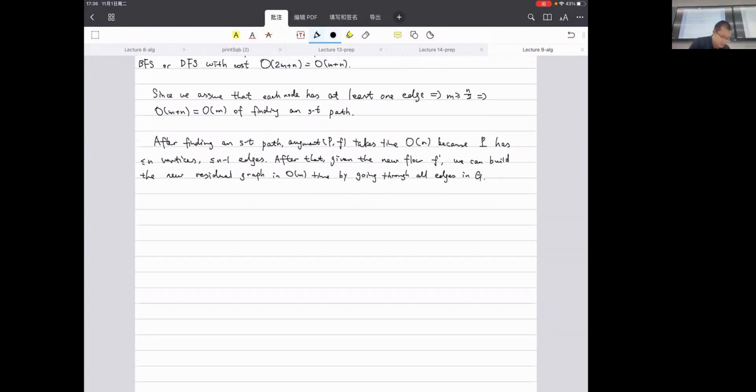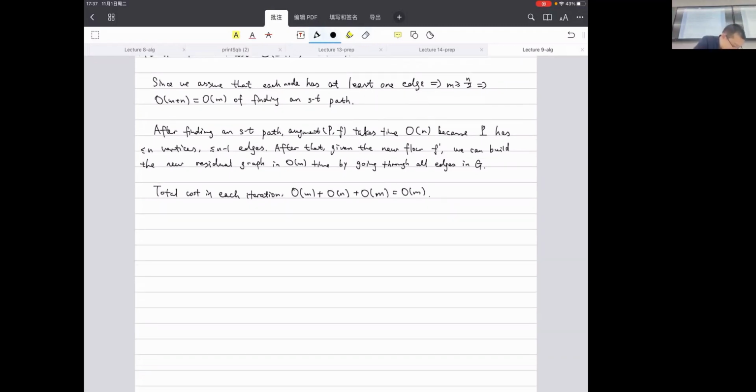So all this discussion is just saying that the total cost in each iteration is just going to be O of m, plus O of n, which is basically the complexity of actually going through the augmenting path, and another cost of O of m to reconstruct the residual graph. So basically, the overall cost is O of m, and the constant overhead here is at most 3 times O of m, and there are at most C iterations in total.